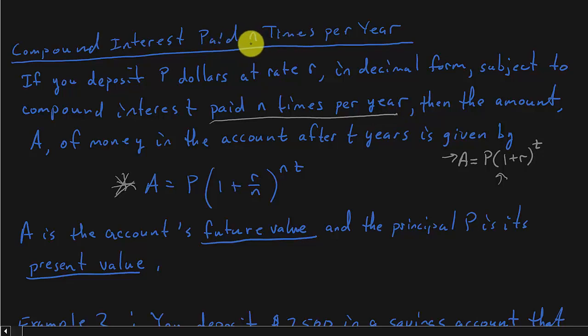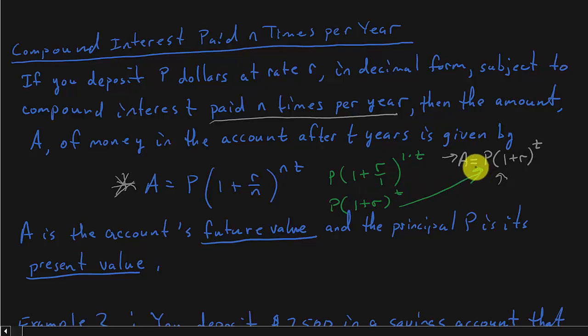So if it's paid once a year, N is just 1. And that would give us what? P times (1 plus R over 1) raised to the 1 times T, right? If we replace the N with 1 for being once a year. And so that would be P times (1 plus R) to the T. And you can see it's just that formula there.